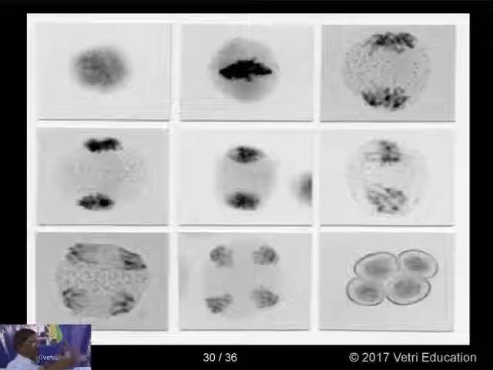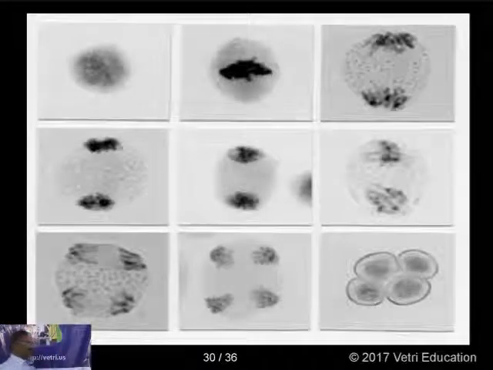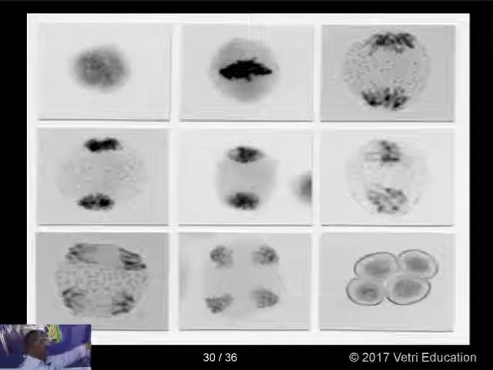So these are the actual diagrams taken from actual cells. There you can find the different phases, and at the end you can find the 4 cells formed.